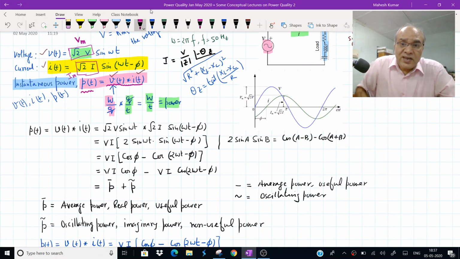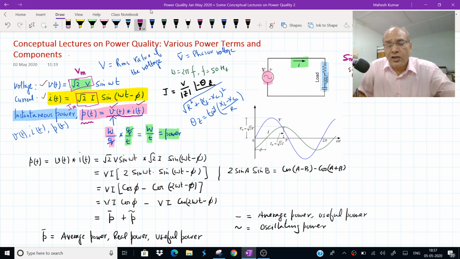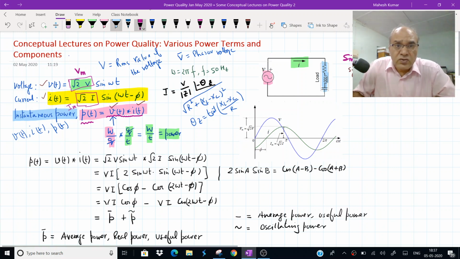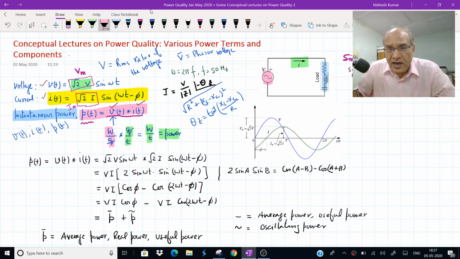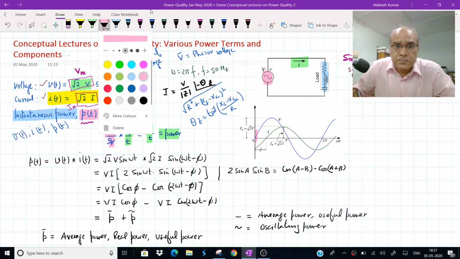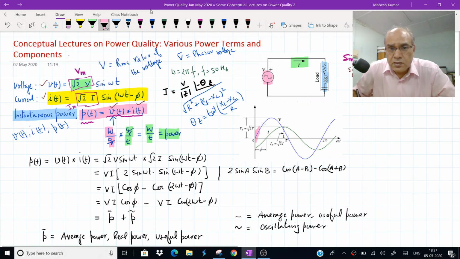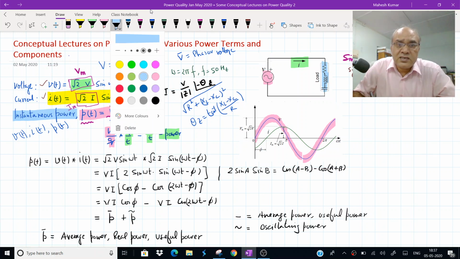Now let us find out what this power is. I have shown this also in terms of a graph. You can look at this. The voltage which is the supply is here. So this is the voltage, and this voltage is applied to the load. After that the current flows through it. So we have a current. This is the current here.